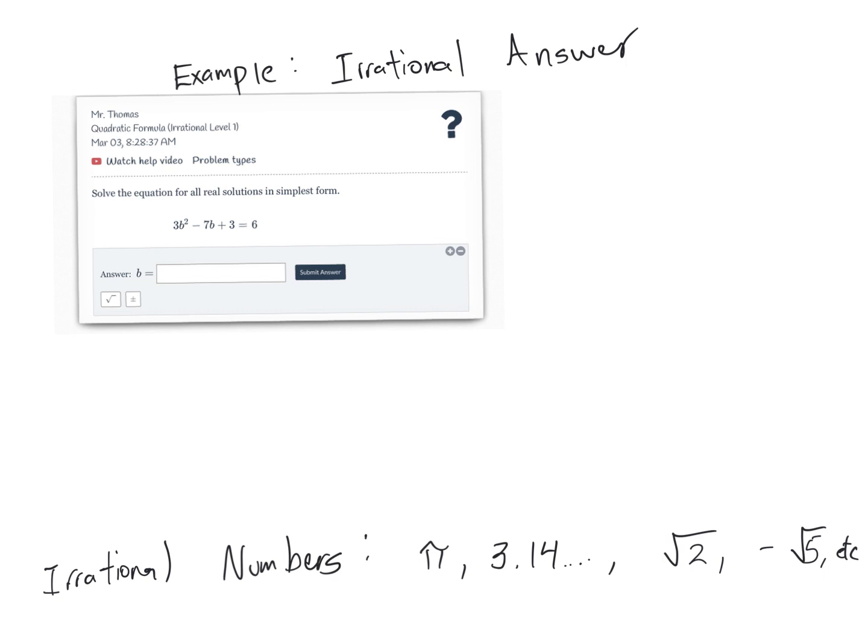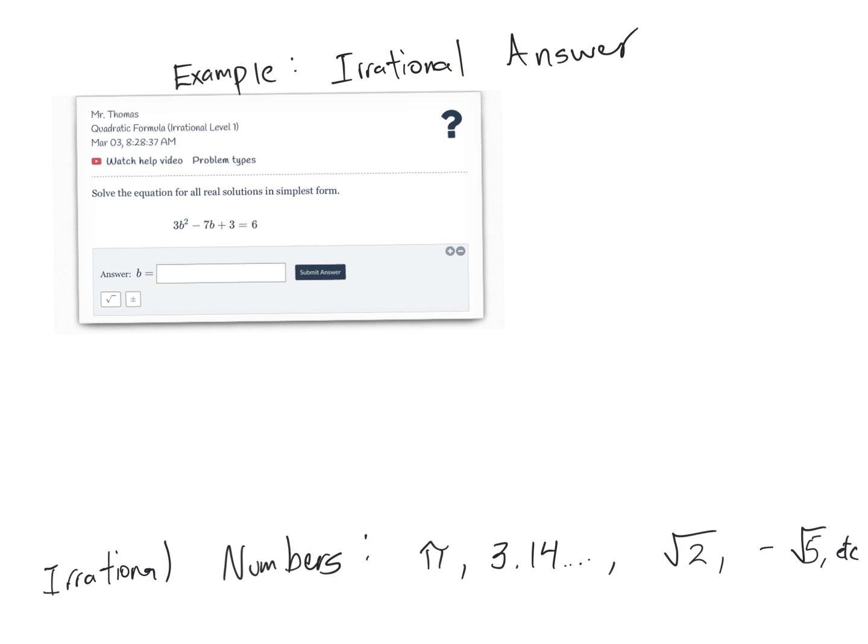What are irrational numbers? Pi is an irrational number, which is 3.14, blah, blah, blah. Square root of 2 is an irrational number, negative square root of 5. So pretty much, for our purposes, if it's a square root number, that's definitely not a rational number. And our answer is going to be a little ugly in the end. That's all we really need to understand from this. So let's look at the question.